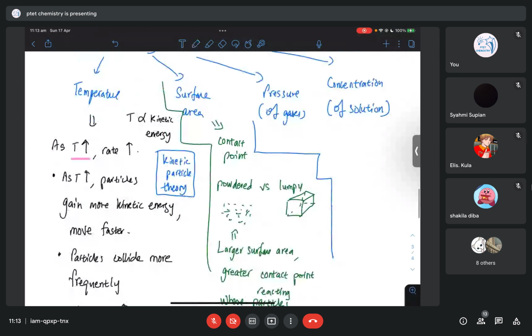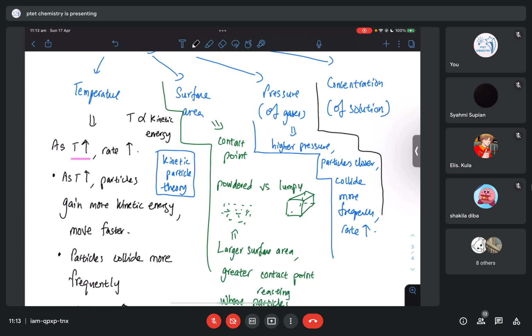In terms of gases, we have pressure. Pressure and concentration are quite related in the sense that when you have higher pressure, you are squeezing the particles closer together. So the particles are closer. When they are closer together, they will collide more frequently. And when they collide more frequently, again, the rate would increase there. I'm sorry that my partition is not the best in the world here, but I'm running out of space.